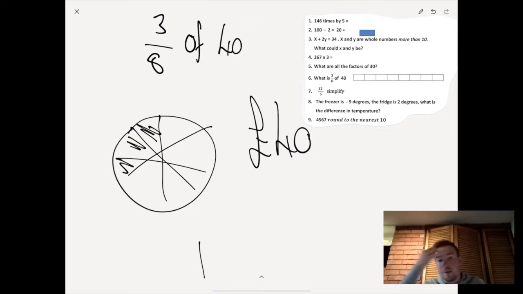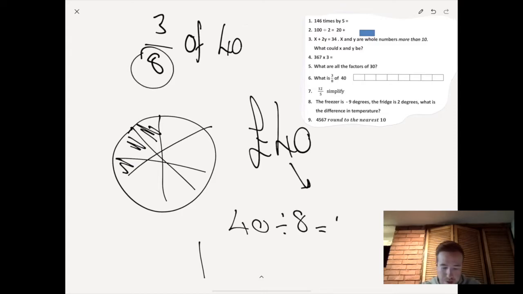You need to know how much you've spent, so you need to know how much each piece is worth, and then you need to multiply it by 3. If it's a pizza in 8 pieces, you take the £40 and divide it by 8. So 40 divided by 8 equals 5. And then you had 3 pieces, so you do 5 times 3 equals 15.